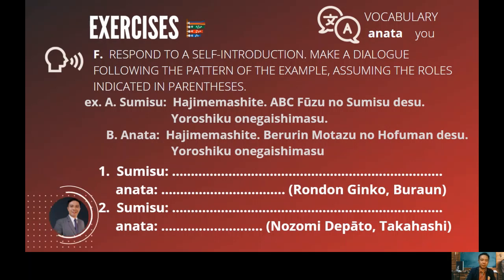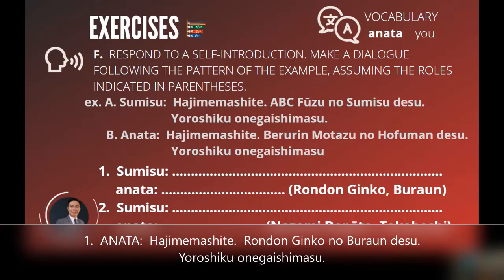Again, we have Mr. Smith. Okay, Mr. Smith is a given statement. So what you are to do is to work on anata, which means you. Okay, let's have the first one. Let's check your answer again. Hajimemashite. ABC Fuzu no Sumisu desu. Yoroshiku onegai shimasu. Anata?